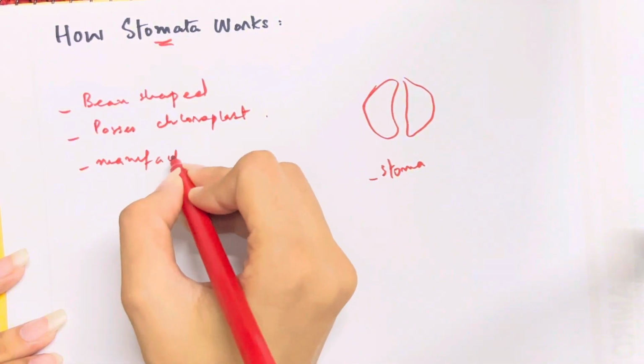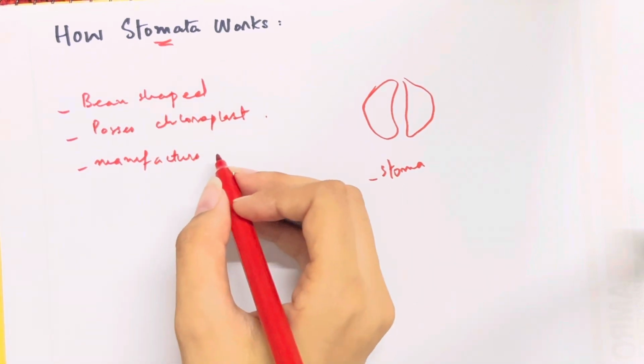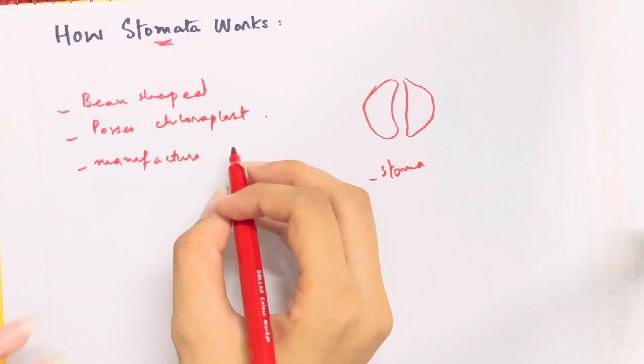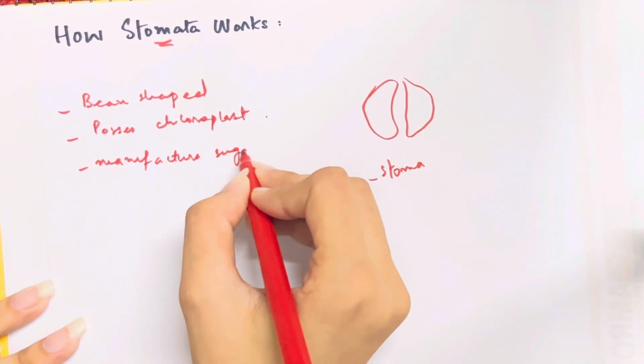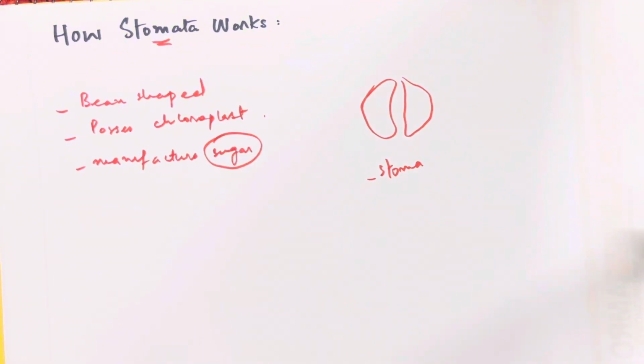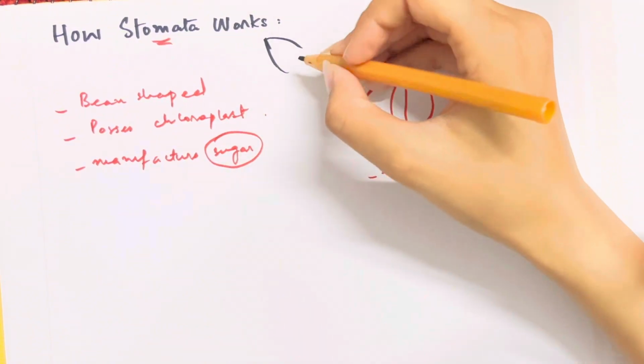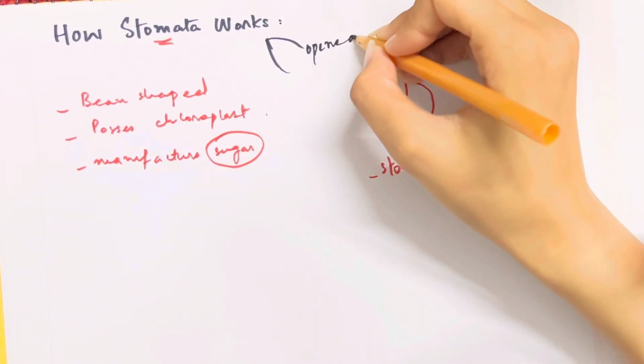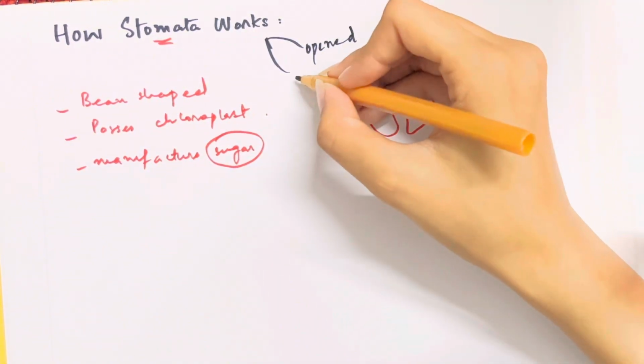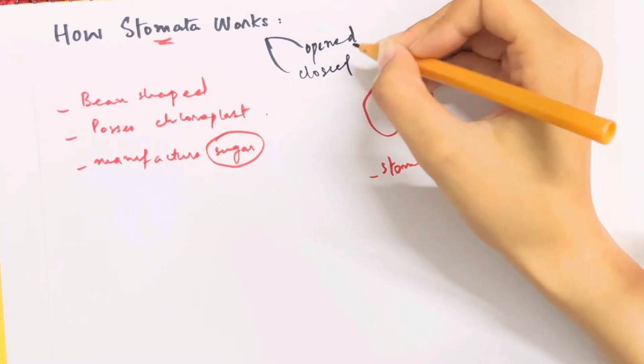These are the 3 pointers that you need to remember when it comes to how these stomata work. They work by manufacturing their own sugar molecules, and by the presence of chloroplasts, they are able to perform photosynthesis. When you talk about the further functioning of these stomata, you'll get to know that they are either open or closed. We are going to discuss how it works whenever they are open and whenever they are closed.